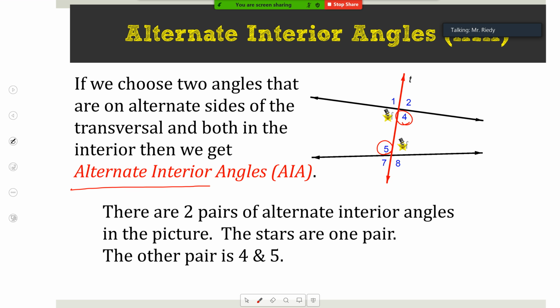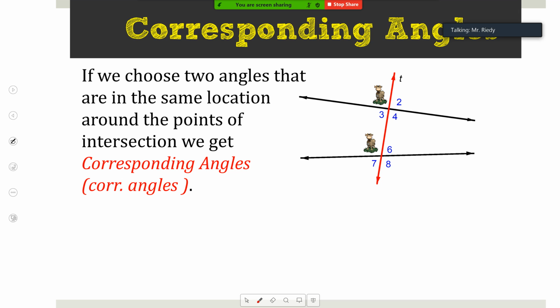Oh, notice the abbreviation. Remember we talked about this, or I talked about this, as mathematicians we're lazy, and we don't like to write out big words, so whenever we can, we abbreviate things. AIA, alternate interior angles. For corresponding, I would probably say core angles, if you wanted to shorten it even more, so you don't have to write out the word angles.